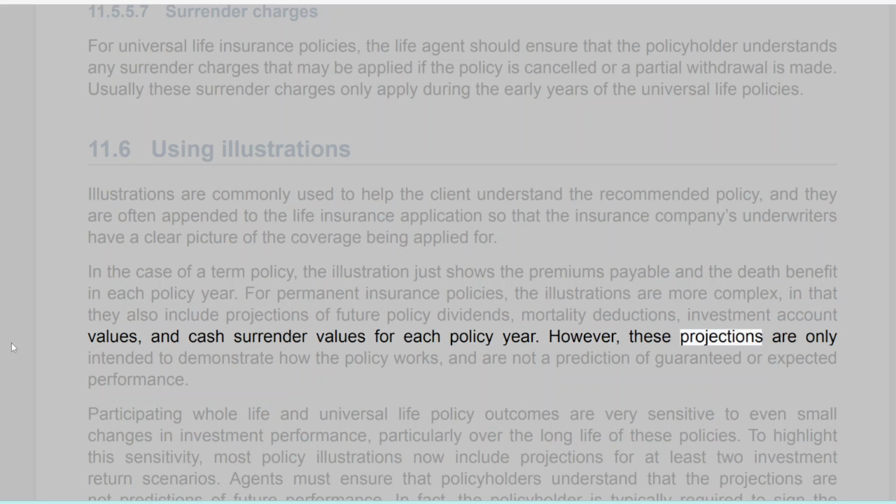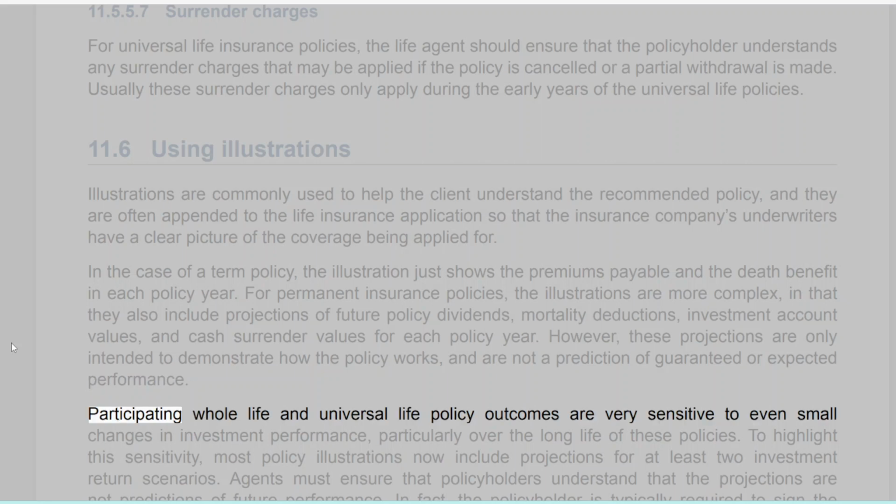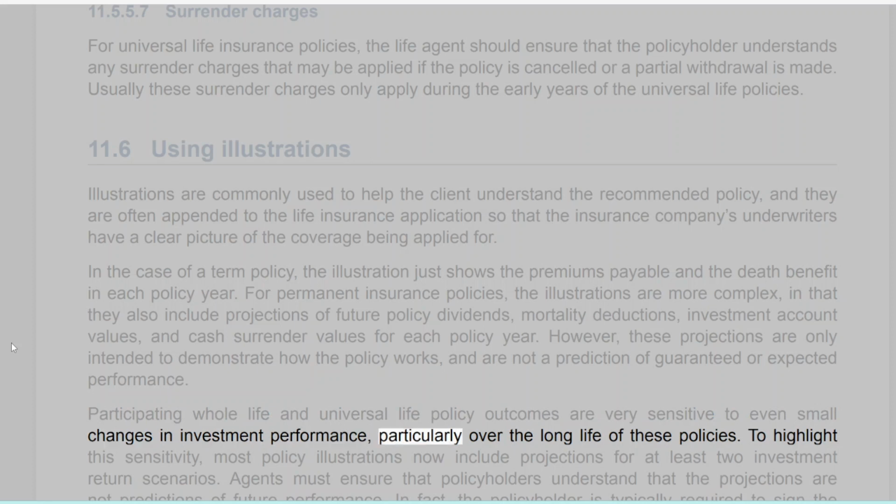However, these projections are only intended to demonstrate how the policy works, and are not a prediction of guaranteed or expected performance. Participating whole life and universal life policy outcomes are very sensitive to even small changes in investment performance, particularly over the long life of these policies.